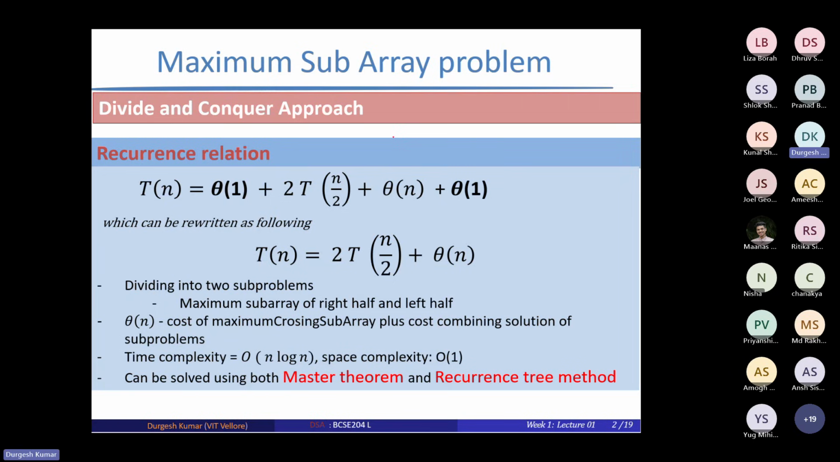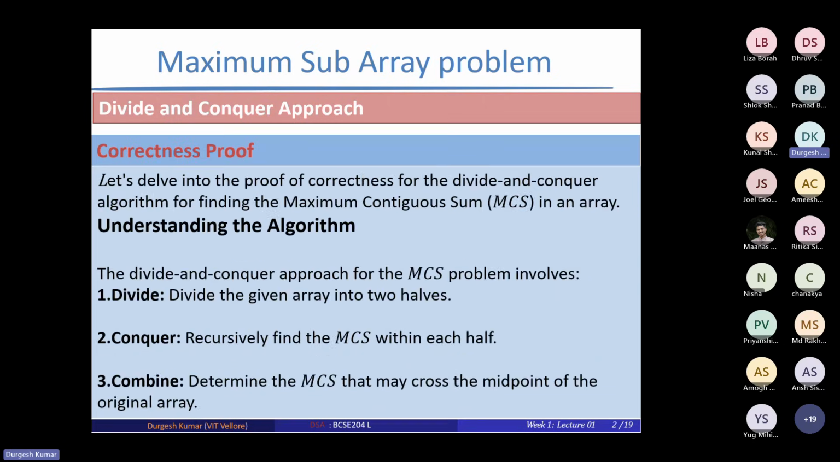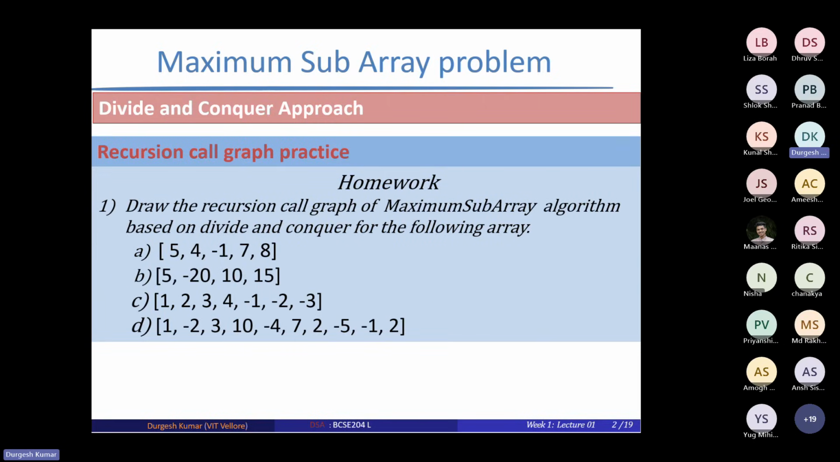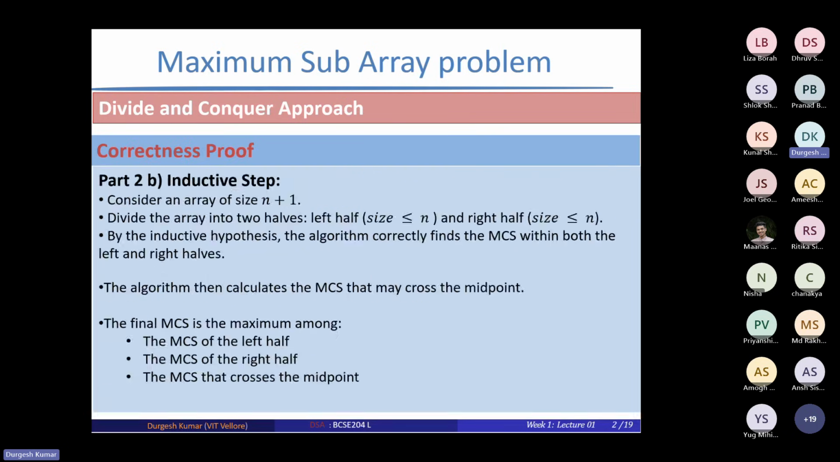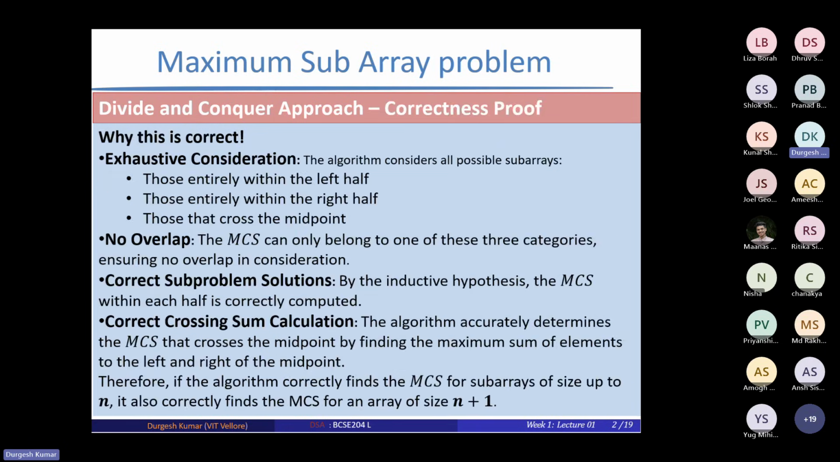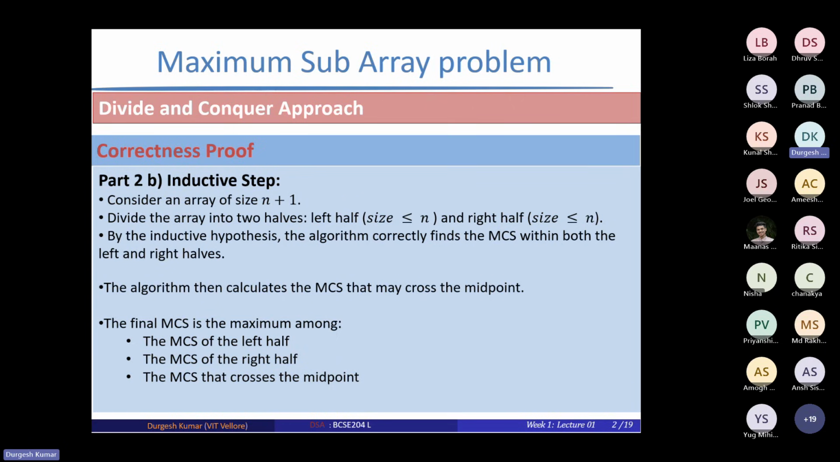Yeah, so the correctness proof is also there. It has a rough sketch of the correctness proof that we'll discuss in the other class. You can do more homework by drawing the recursive call graph. It will clarify things and boost your confidence. These are different arrays and you can try to draw the recursive call graph on these arrays. And these are the correctness proof outlines. We'll discuss this separately in the next class using induction, the inductive step for the recursive case.